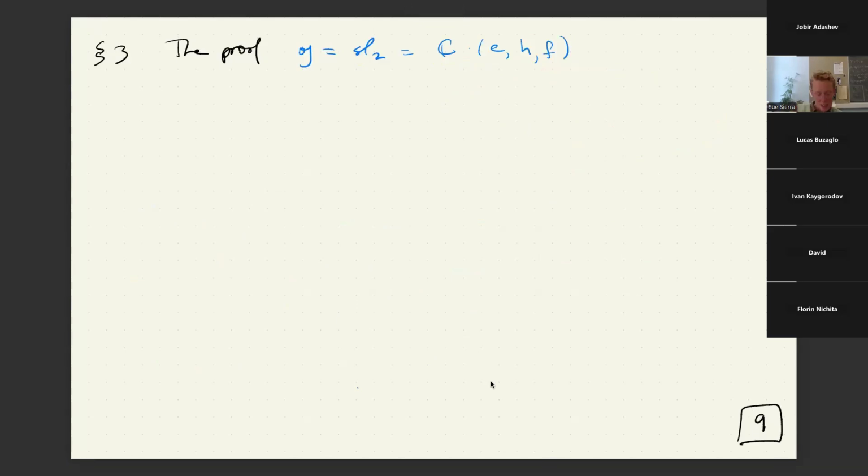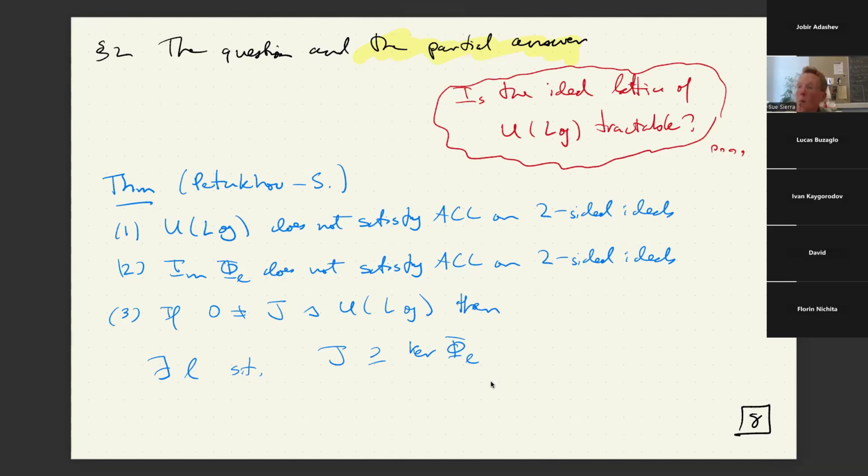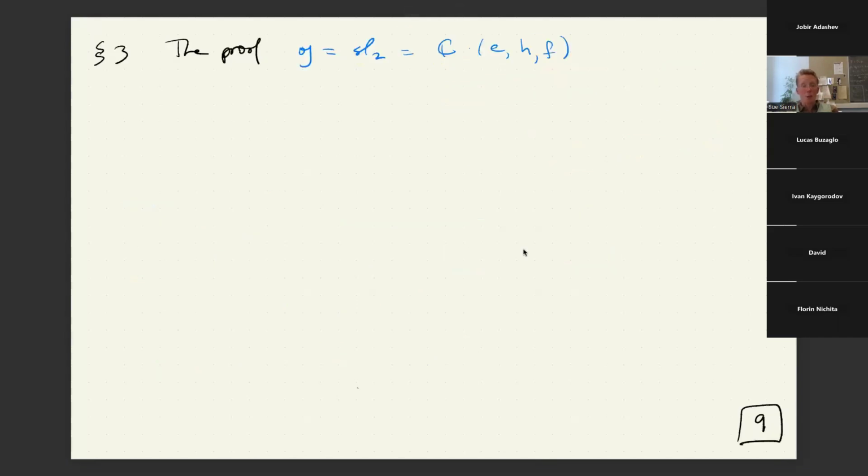So what I'm going to do for the rest of the talk is tell you a bit about the proof of this theorem. But first of all, are there any questions about the statement of the theorem or anything I've said so far? Okay. So let me move on then and tell you a bit about the proof of the theorem.